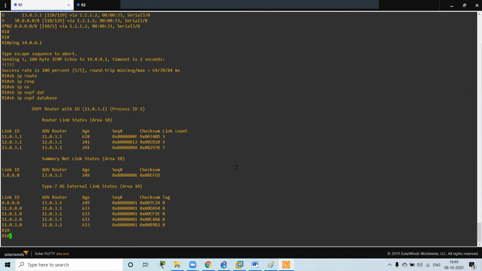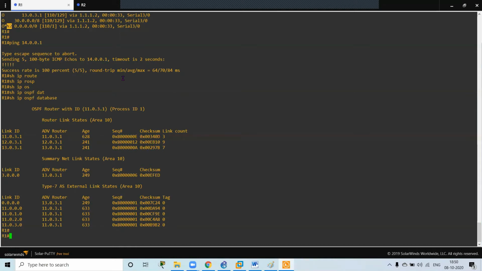Now here when I'm using NSSA, they will be converted into O star N2 routes. The default route will be converted into O star N2 routes. N2 means external routes, my external routes LSA 7.